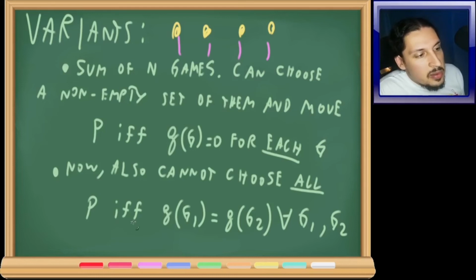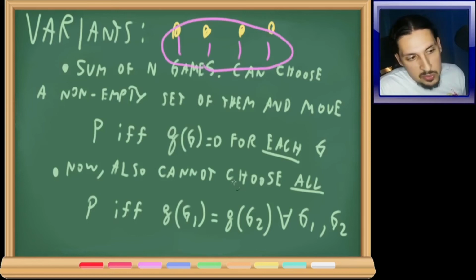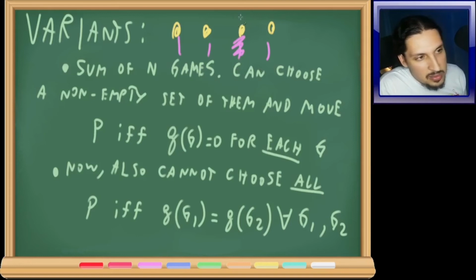This is clear because since you have to move somewhere, the Grundy number will change, but you cannot move everywhere because of the rule. You cannot choose all. That's forbidden. So once you change something to whatever you change it, it doesn't matter. You won't be able to move all of the others in order to match it. So you will move to a position where they are no longer all equal.